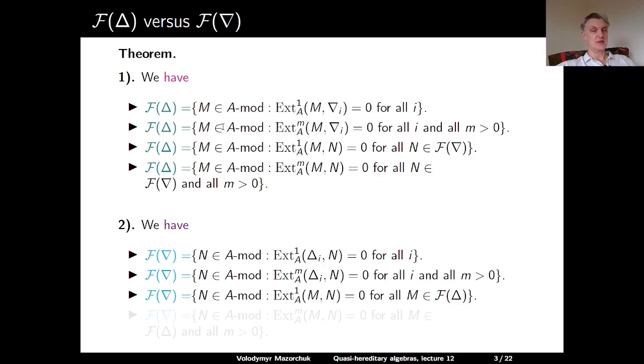Also, F nabla coincides with the category of all A modules for which all first extensions from all modules with standard filtration vanish. And finally, F nabla coincides with the category of all A modules for which all extensions of positive degree from all modules with standard filtration vanish.